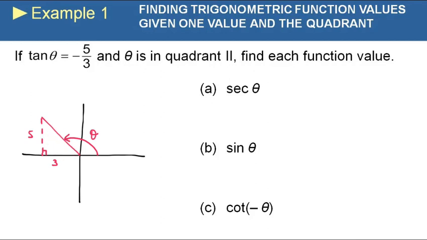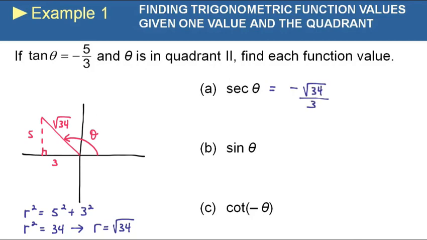We'll add the squares, so 25 plus 9 is 34, and that means that r is the square root of 34. Okay, now secant, we know, is r over x. Remember, cosine is x over r, secant is r over x. And because we're in the second quadrant, cosines and secants should be negative. So this is negative square root of 34 over 3. Sine is going to be 5 over square root of 34. But we have to rationalize, so that will become 5 square root of 34 over 34.